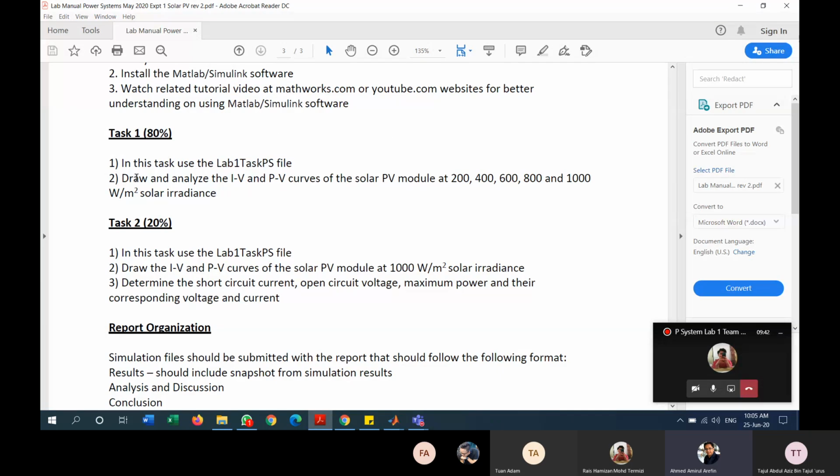Then we have to draw and analyze IV, which is current and voltage, and PV, which is power and voltage curves for the different solar irradiance. So 200 to 1000. Okay. So we have different irradiance values, and you have to analyze IV and PV for each one. Okay, that's good. So this is the first and basic part of your lab 1. Okay, then try to understand the task 2.